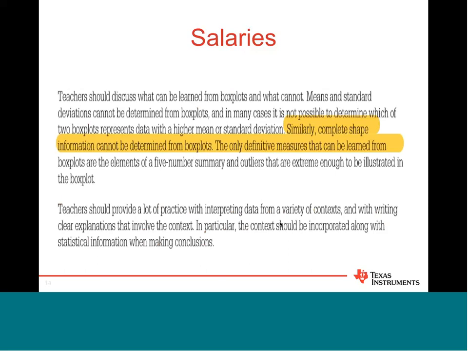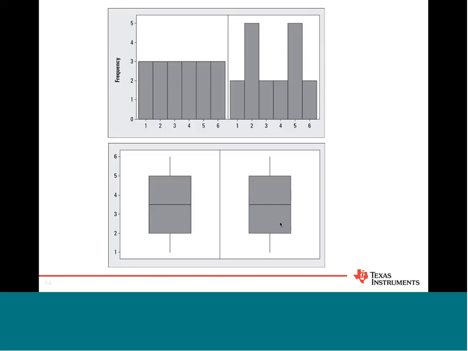All right, and another piece that was brought up is the complete shape information cannot be necessarily determined from box plots. The only definite measures that can be learned from the box plots are elements from the 5-number summary. And so if you look at the next slide, here's an example of 2 different sets of data that, when you look at the box plots, they look pretty similar. But when you look at the histograms on the top, one of them clearly looks pretty uniform, and the other one is symmetric. They're both symmetric, but the one on the right is bimodal and clearly not the same shape as the one on the left.